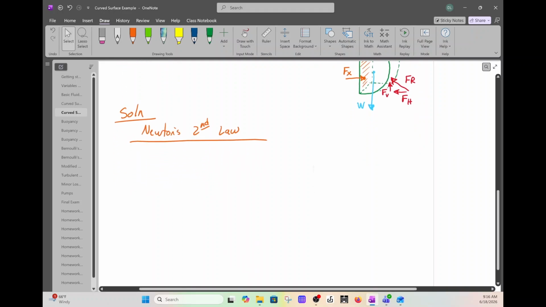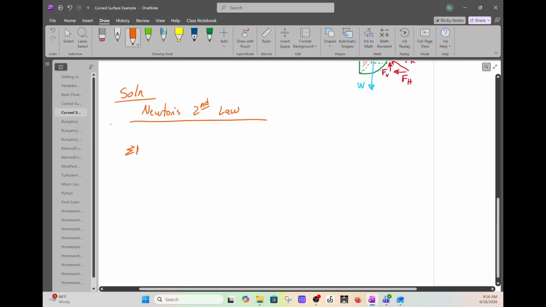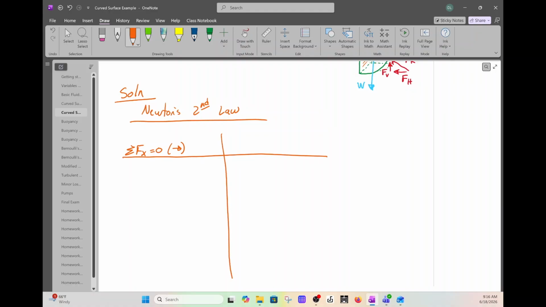And we're going to sum the forces in the x, set it equal to 0. We'll make to the right positive. And then we'll sum forces in the y, set that equal to 0, and make up positive. And these are all static, so everything's 0.